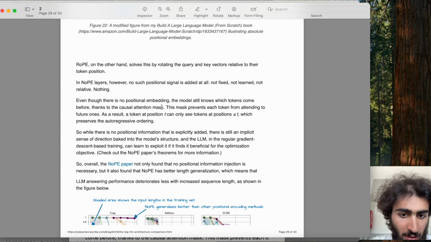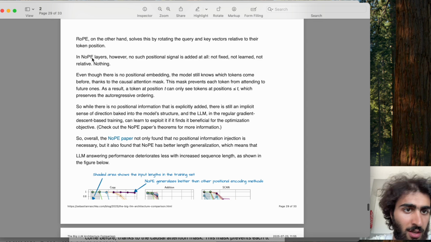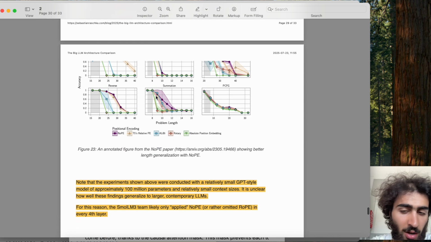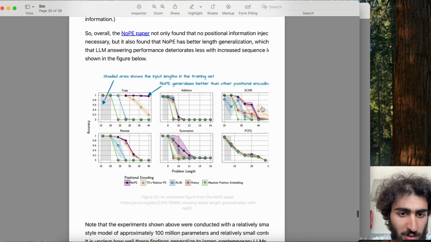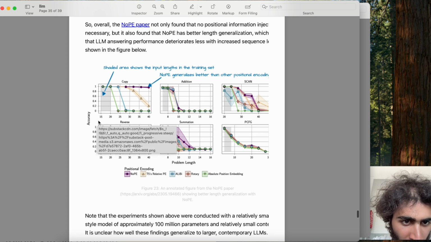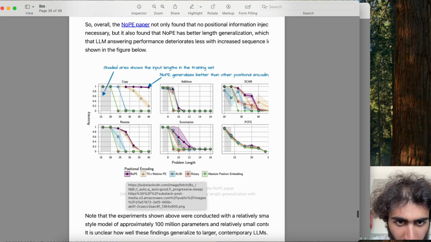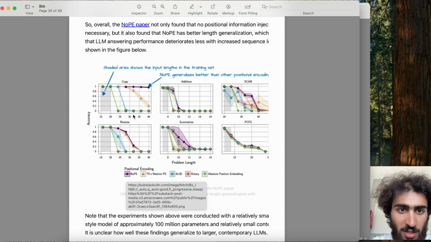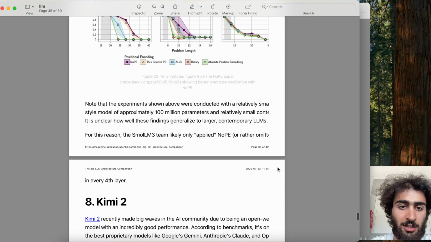But without going off on a tangent, in NoPE, we just literally do not have any token position embedding. And according to the results here, it does perform well. If you look at accuracy, with NoPE being the purple one, it seems to be above the others when you compare them on different tasks in varying problem lengths, where overall performance does diminish as the problem gets longer.